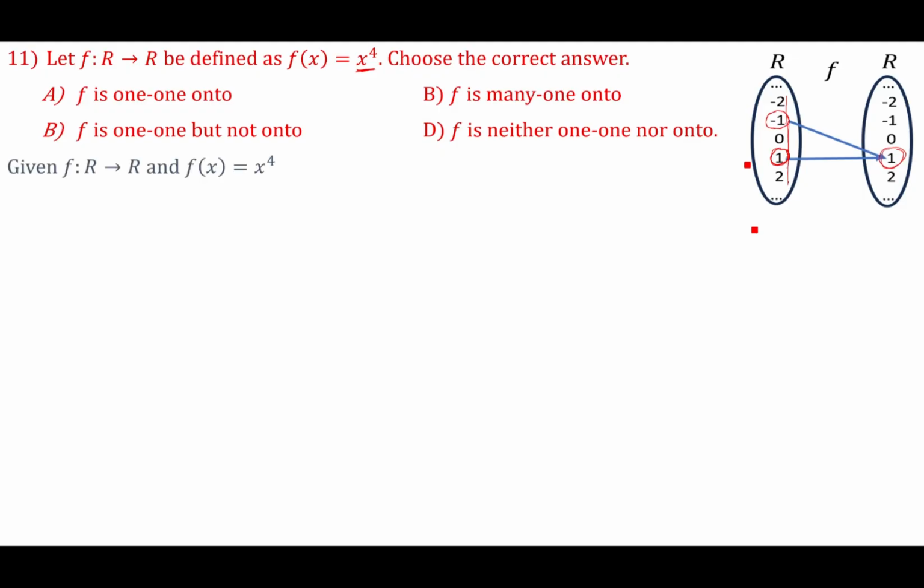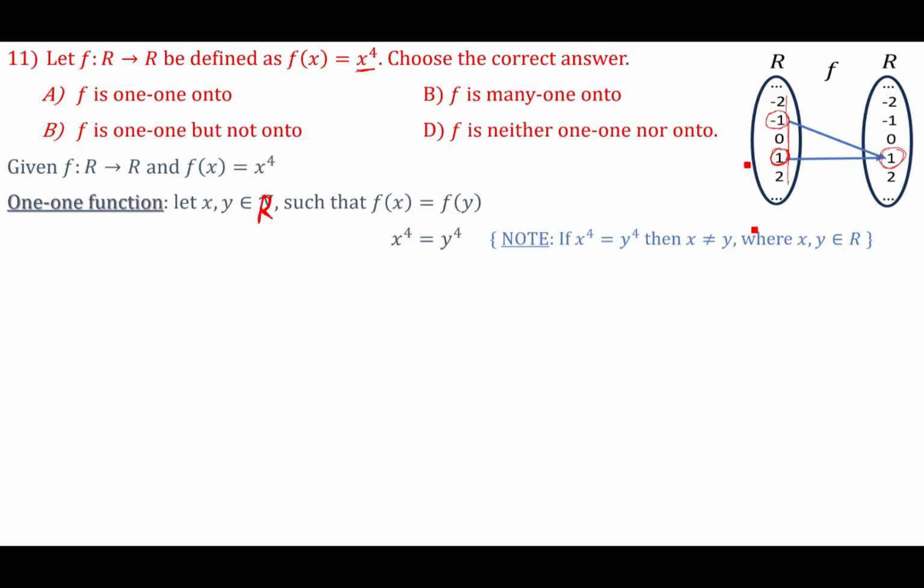This is the given function f of x is equal to x power 4 from R to R. For any x comma y belonging to real numbers, sorry, my mistake, I wrote natural numbers, any real number, such that f of x is equal to f of y. f of x is x power 4, f of y is y power 4. So x power 4 equals y power 4. Keep in mind the note: if the power is even and x, y belong to real numbers, then x is not necessarily equal to y. So if x is not equal to y, that means the given function is not 1, 1.